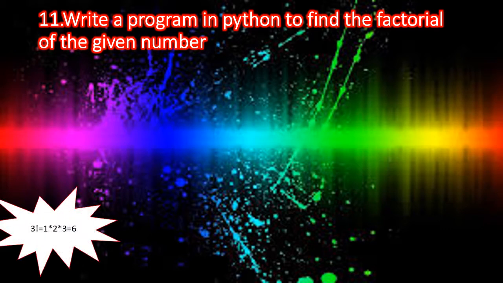See, factorial means, for example, 3 factorial means we have to multiply 1 into 2 into 3, we get the answer. Likewise, 2 factorial means 1 into 2. So, we have to multiply from the first table to the given number. So, multiply that.